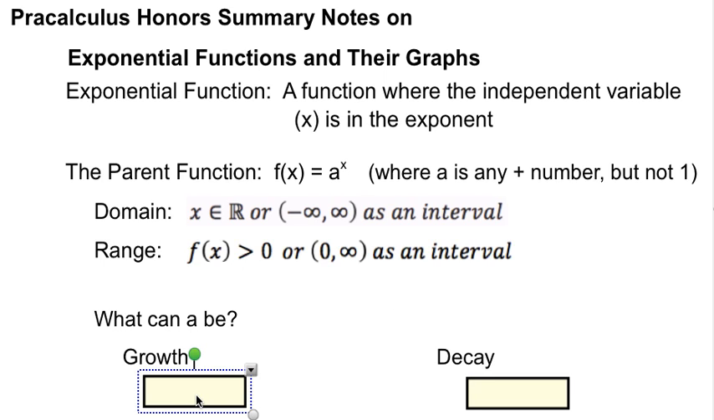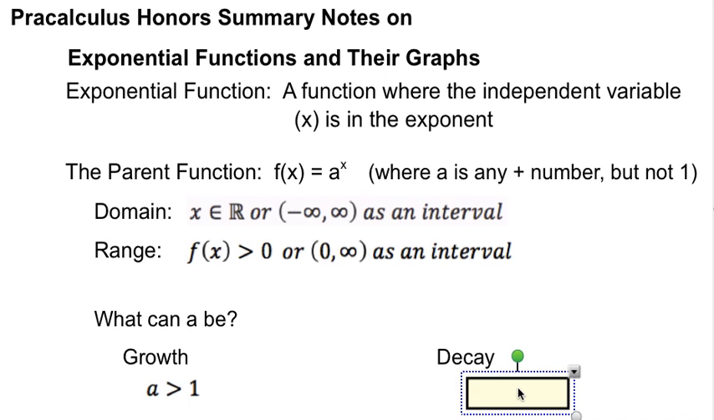For exponential growth, we can see that a would have to be greater than 1. Okay, and we'll see an example of that in a moment. For exponential decay, this is when we have a function that's actually starting high but then getting smaller as x increases. And for that to happen, a has to be a fraction between 0 and 1.